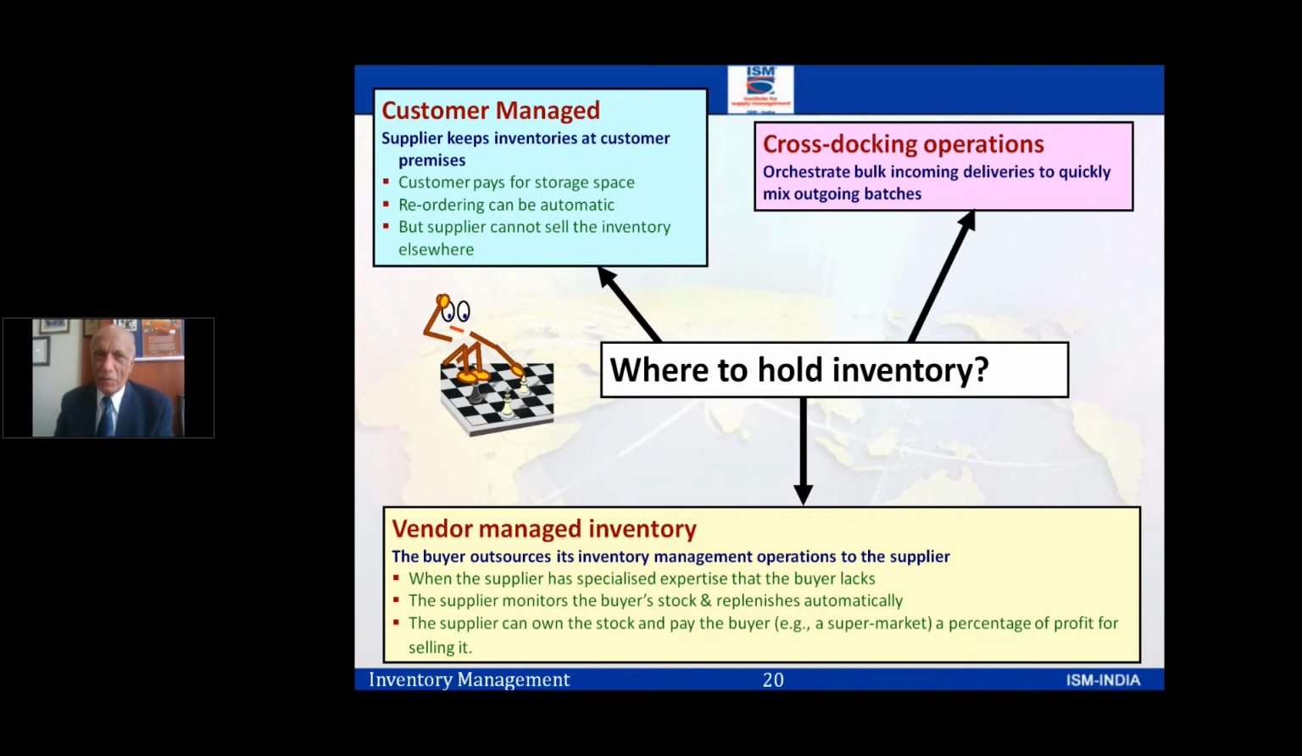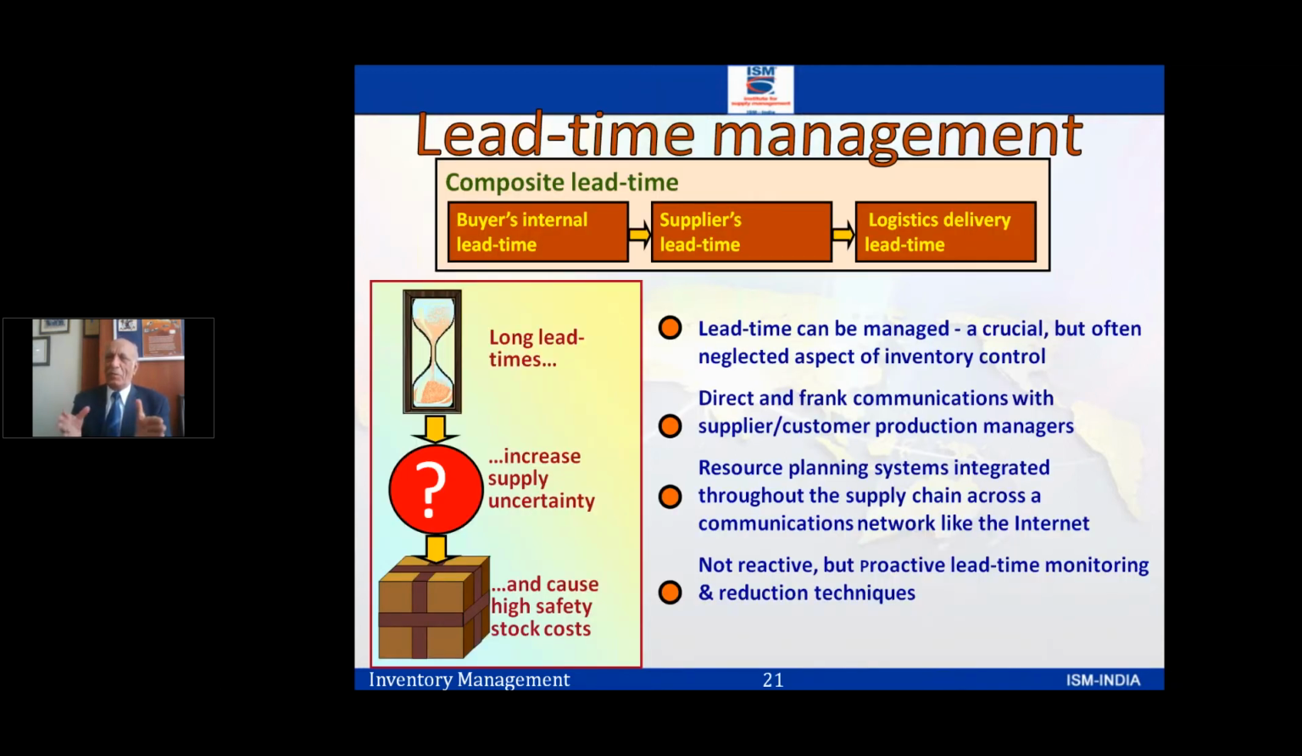Now the lead time part. I think this word is very important for all of us to understand in supply chain. What is the lead time? The lead time is a composite lead time. It could be the buyer's internal lead time. I'm a customer. I go to my procurement department and make a request. The procurement people take 4 days before they process the purchase order, and they take 1 week. That's also part of the lead time.